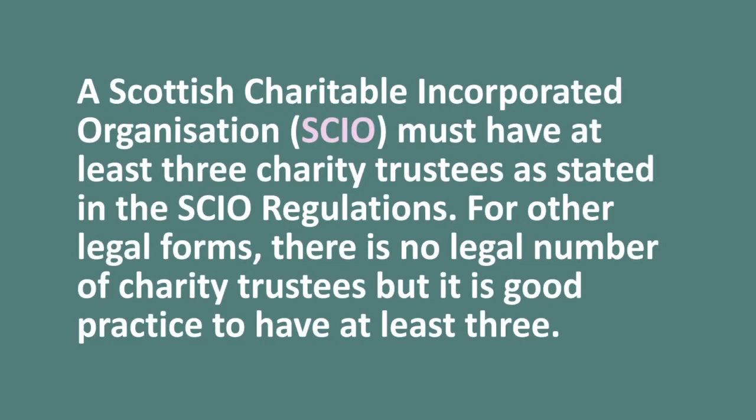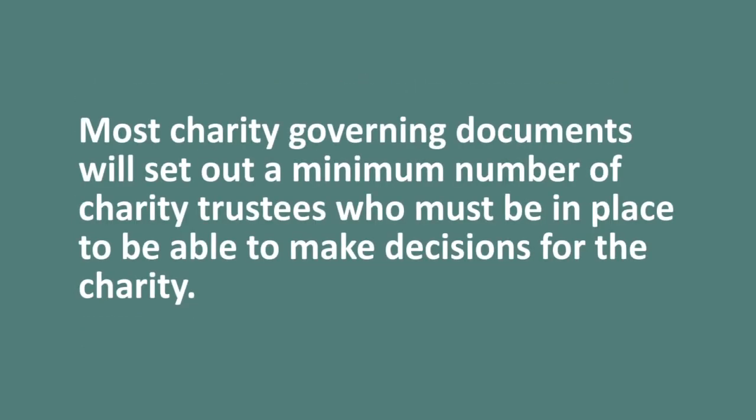A Scottish charitable incorporated organisation, SCIO, must have at least 3 charity trustees as stated in the SCIO regulations. For other legal forms, there is no legal number of charity trustees, but it is good practice to have at least 3. Most charity governing documents will set out a minimum number of charity trustees who must be in place to be able to make decisions for the charity.